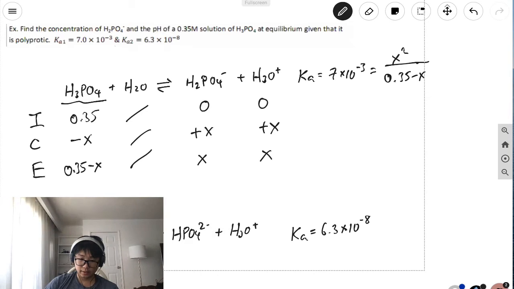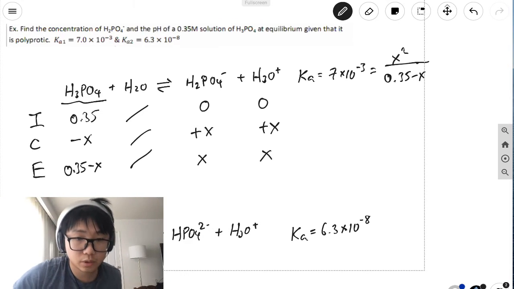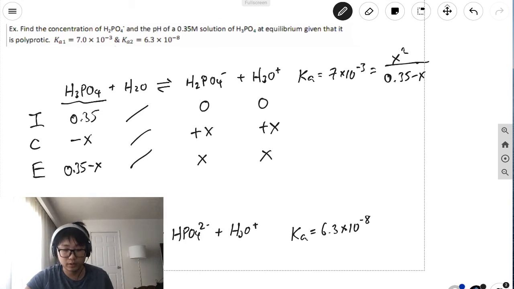So if you take the initial concentration, 0.35, and divide it by the Ka, 7 times 10 to the negative 3, we find that it equals only 50. So it doesn't even pass the 100 rule. Therefore, we cannot do the simplifying. So we actually have to do a quadratic equation here. So we go 7 times 10 to the negative 3.